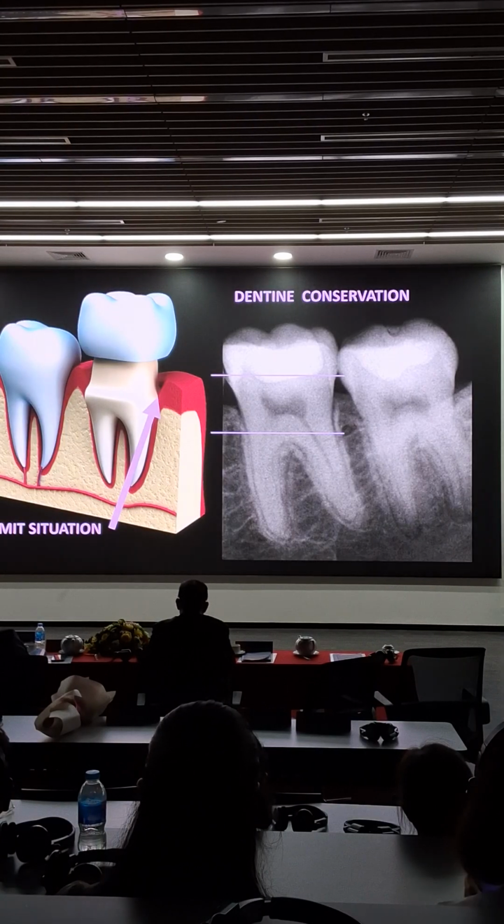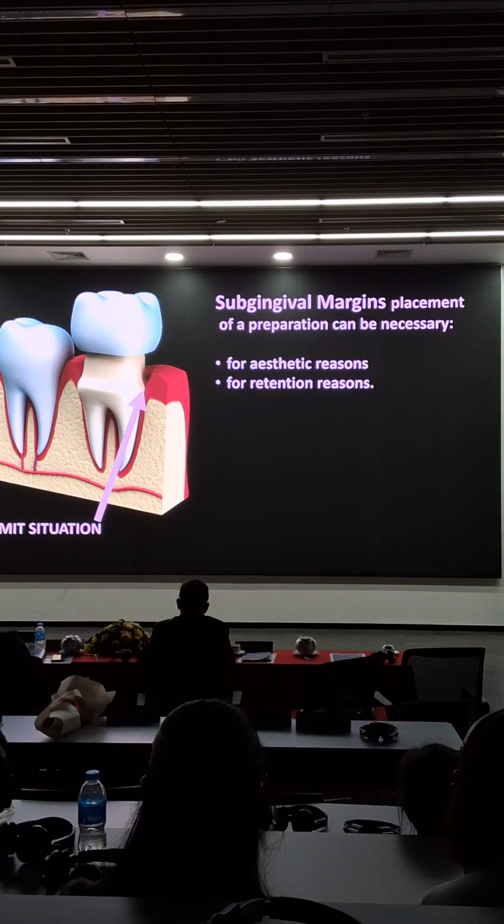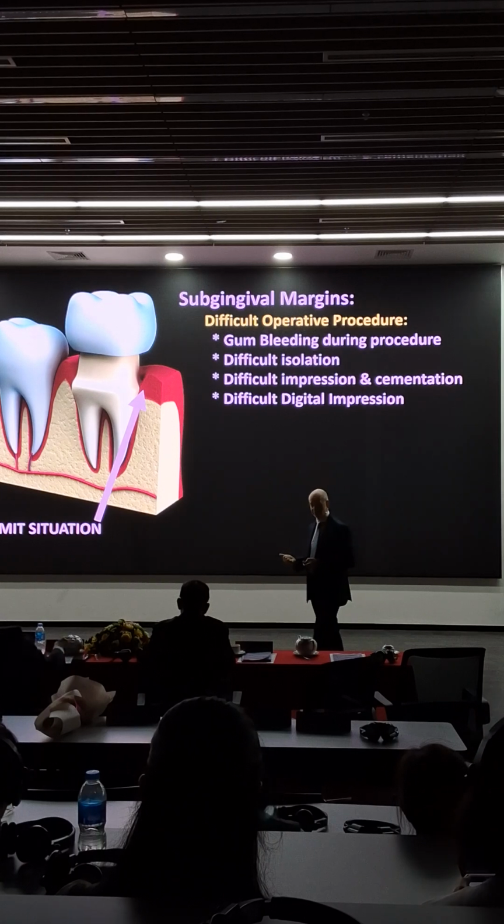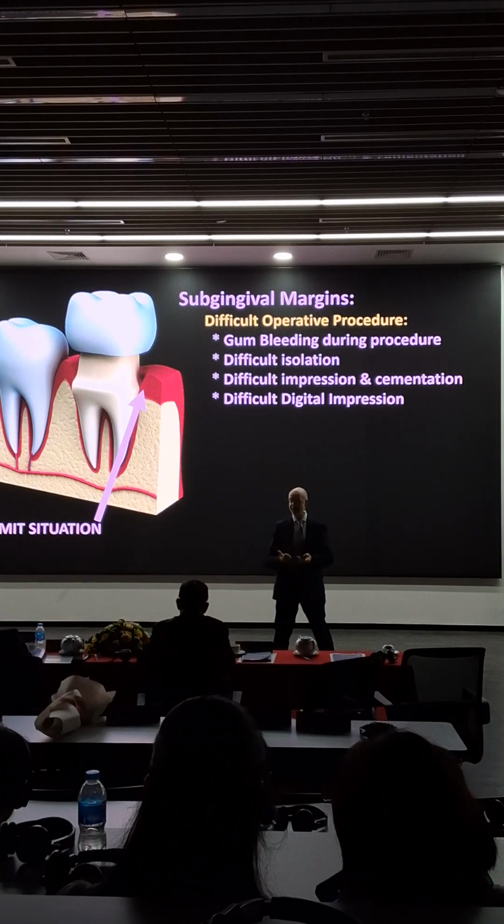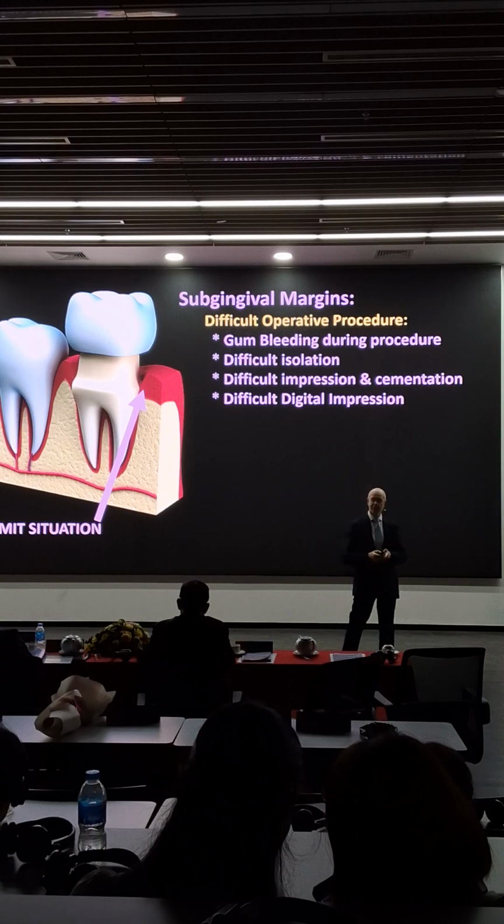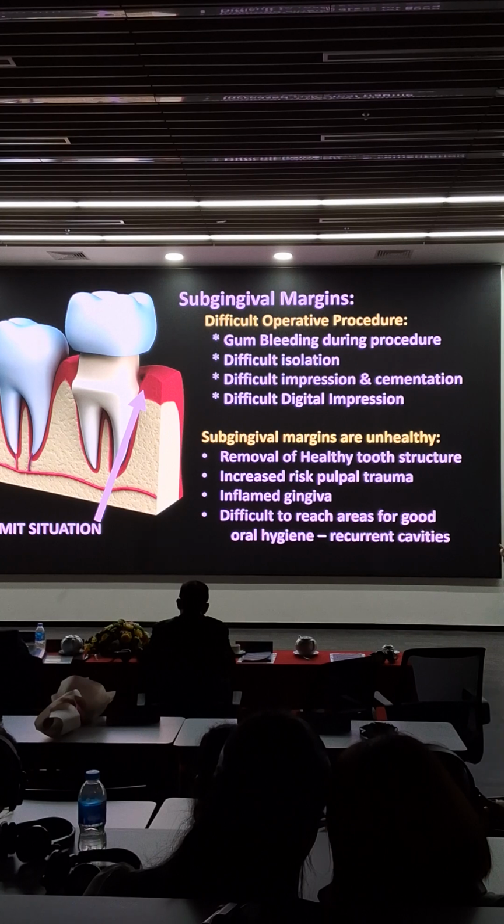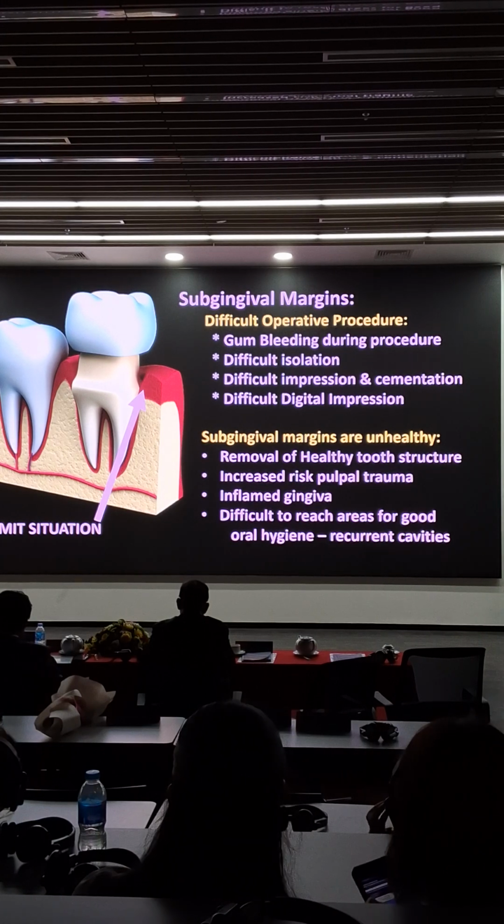So in fact, for many years, all the dentists have had the habit of putting the limit of the crown below the gum level. Why did we do that? We did that for cosmetics. And we did that also to improve the retention of the crown. So before, no alternative. But we know that when you place your limit below the gum level, it's a difficult operative procedure. You have bleeding, it's difficult to isolate, difficult to do your impression, difficult to do digital impression. And also, it's unhealthy to put your limit below the gum level.